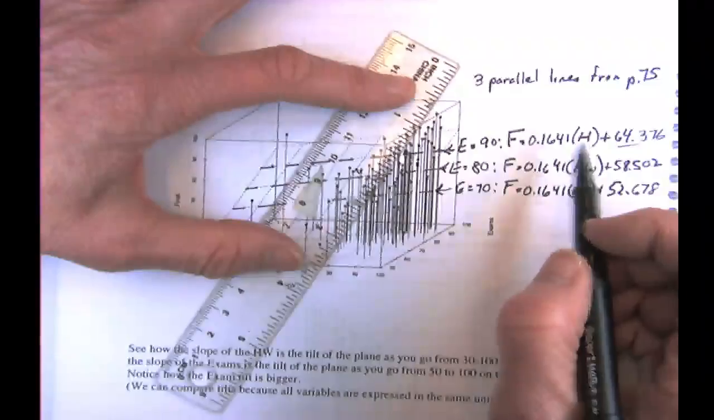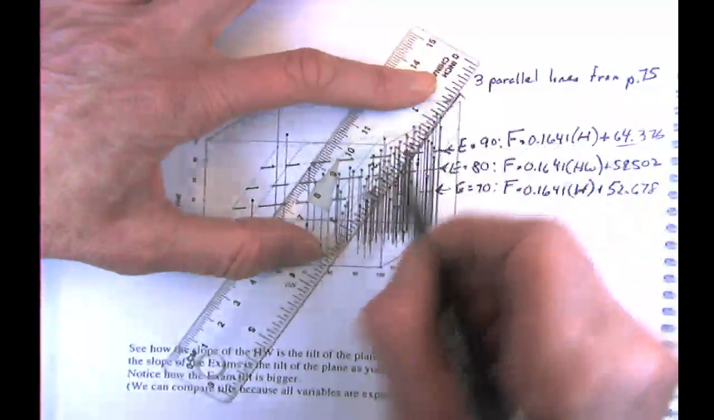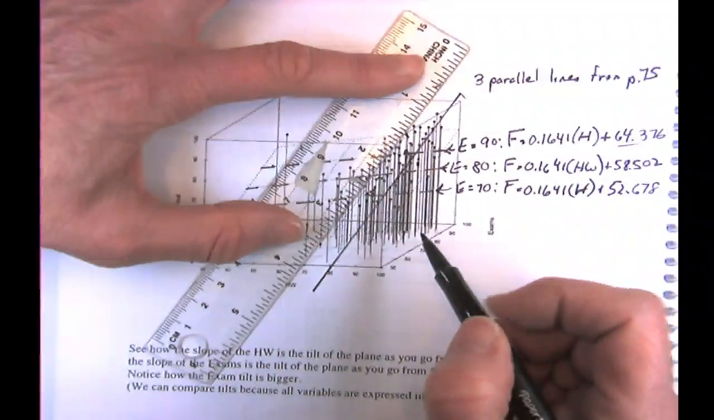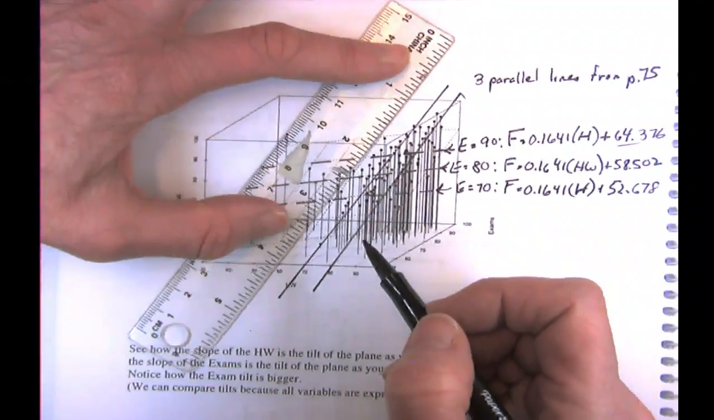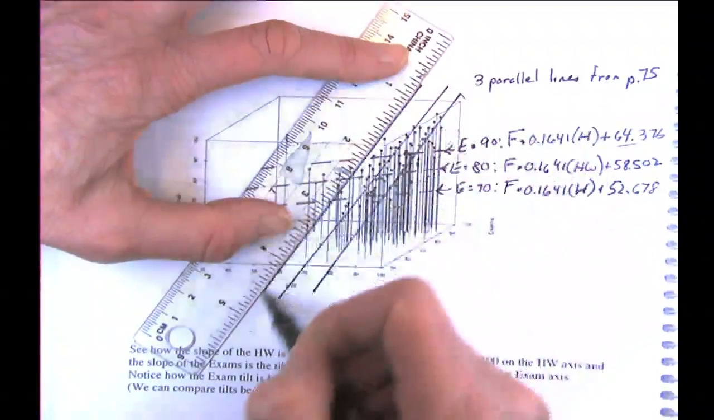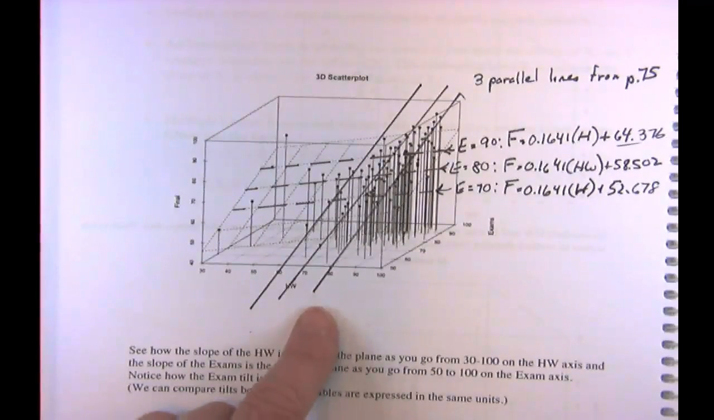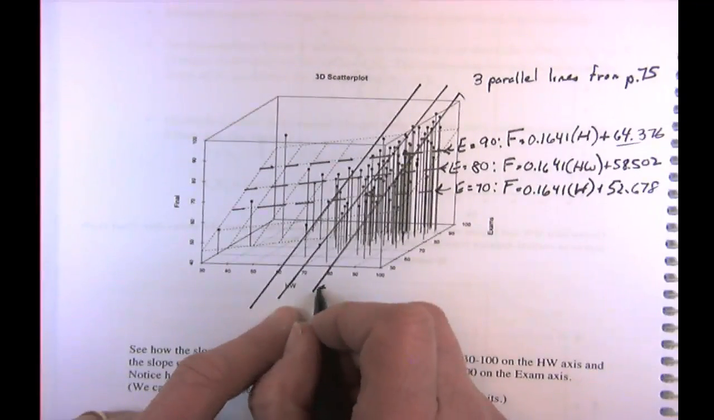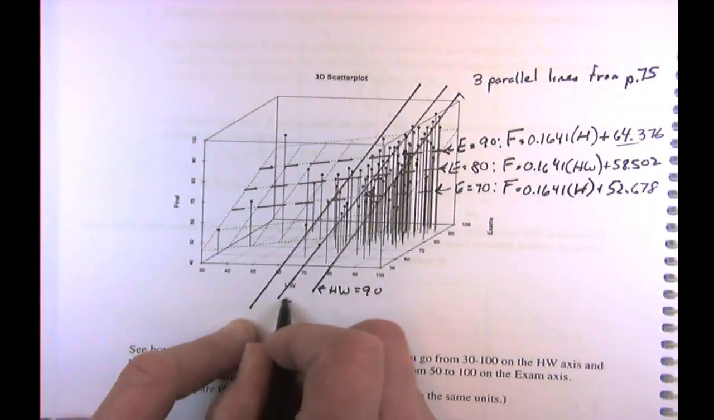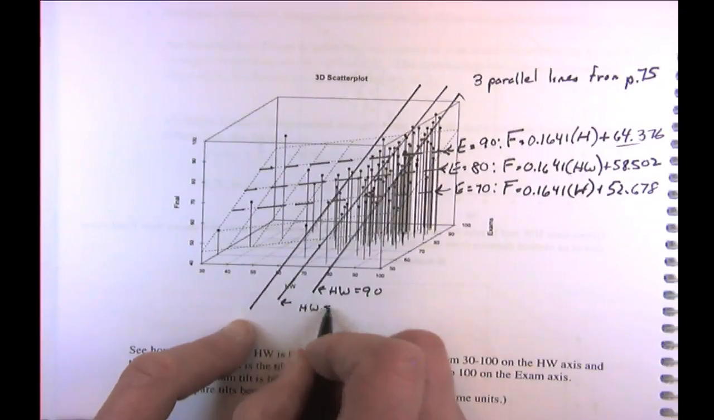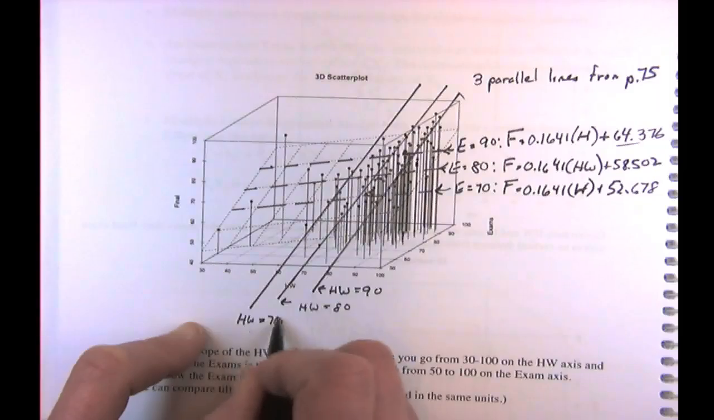Whoa, it's hard for me to see this. That's 100. So the next one, this one here is 90. This one here has got to be 80. And this one here has got to be 70. All right, so those are the ones for your homework. This one's the homework equal to 90. This one is homework equal 80. And this one is homework equals 70.